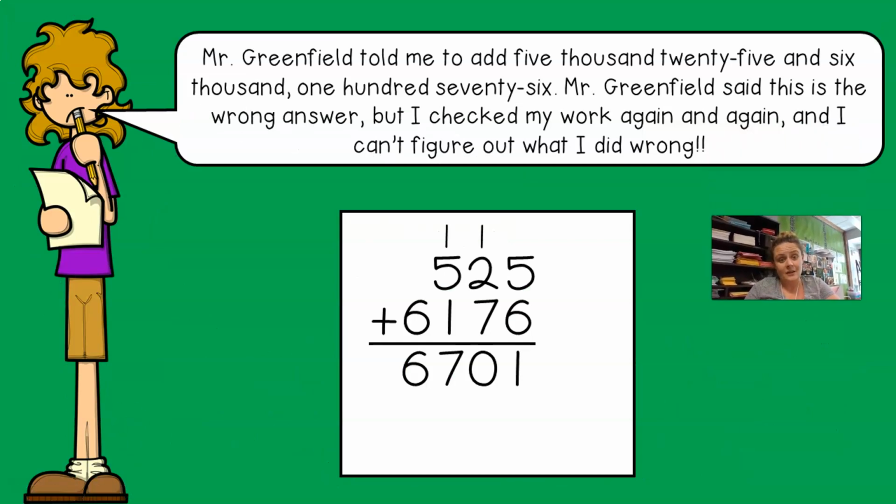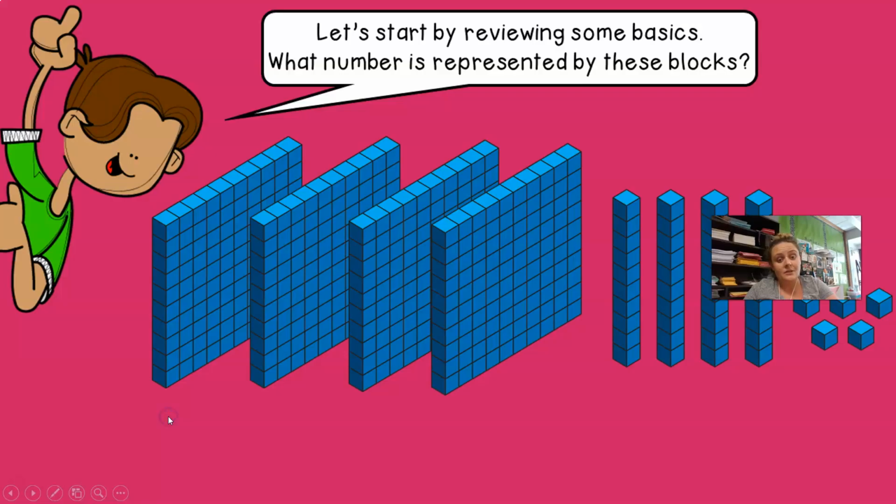Here's another scenario. Mr. Greenfield told me to add 5,025 and 6,176. Look at what the student wrote down. He was supposed to write down 5,025 and 6,126. Mr. Greenfield said this is the wrong answer, but I checked my work again and again, and I can't figure out what I did wrong. What did he do wrong? Yeah, he didn't have his place value right. This 5 should have been in the thousands place. That's why knowing your place value is so important.